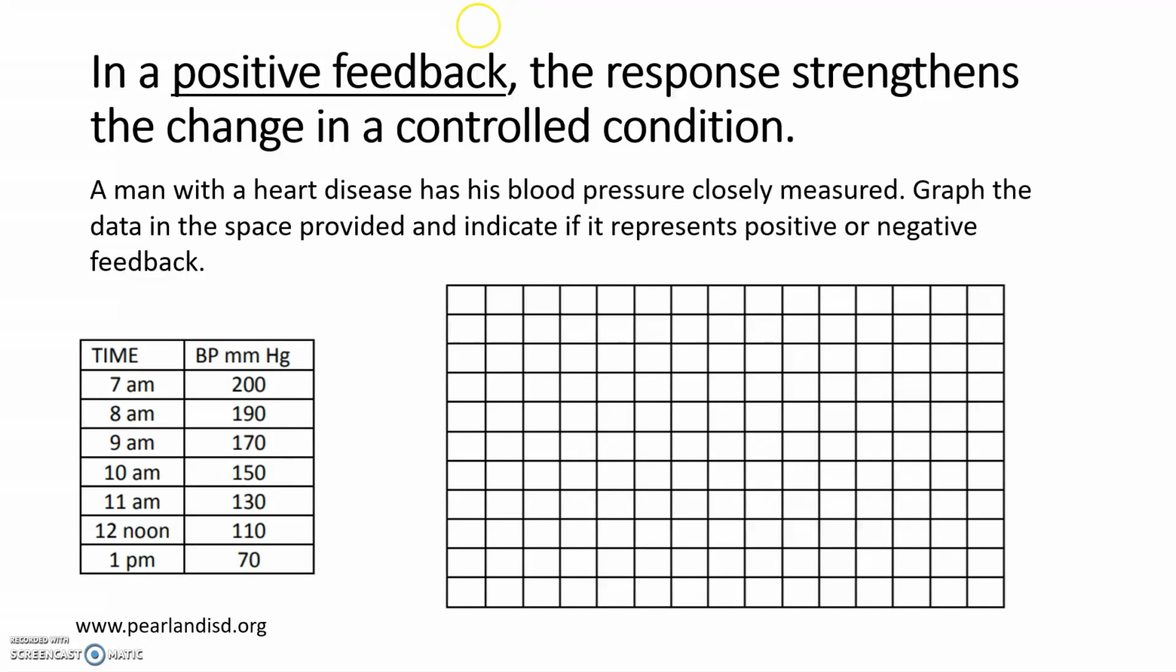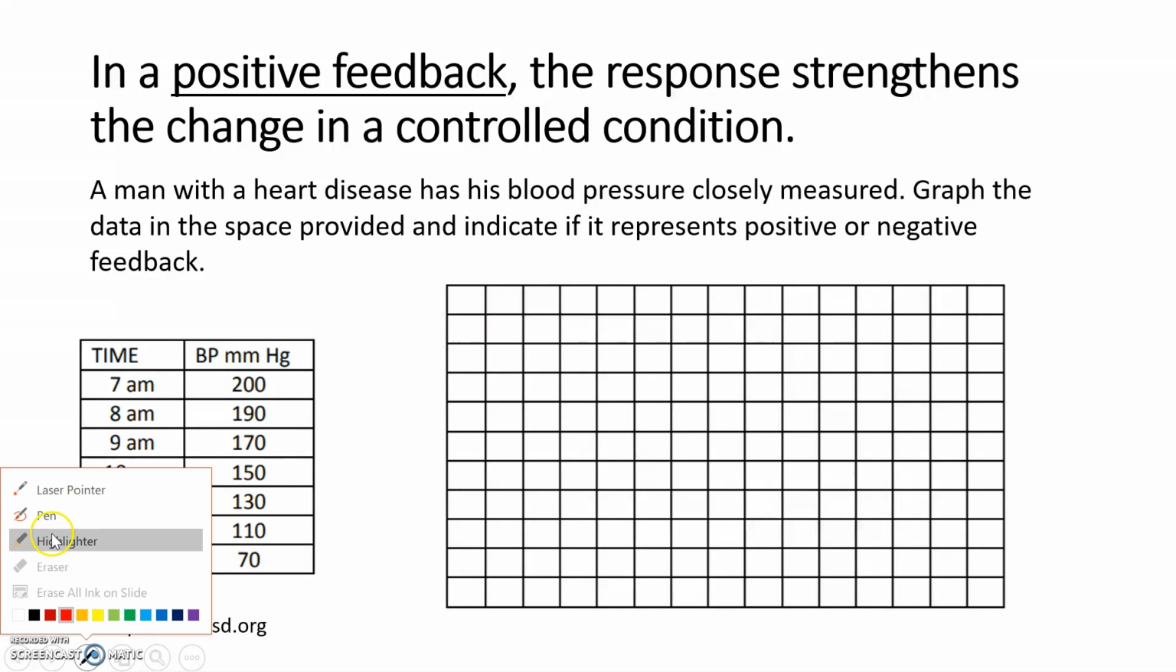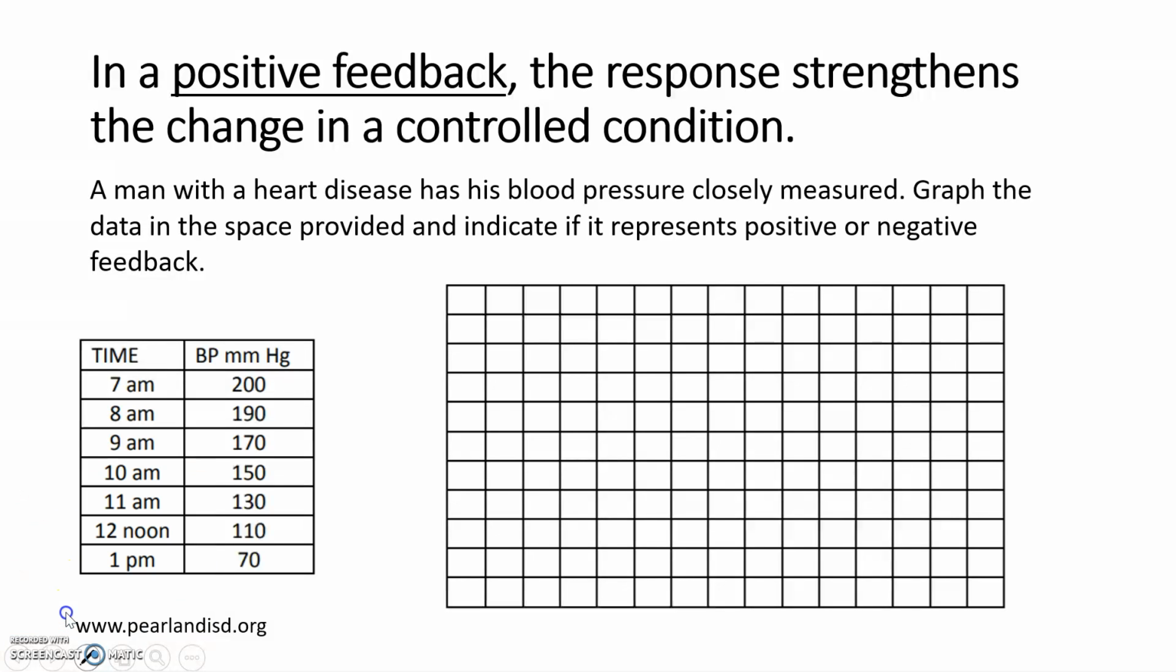So, a man with a heart disease has his blood pressure closely measured. Graph the data in the space provided and indicate if it represents positive or negative feedback. So let's try to understand what's happening in this graph. So I can see that the time is increasing, so the data is taken throughout the day.